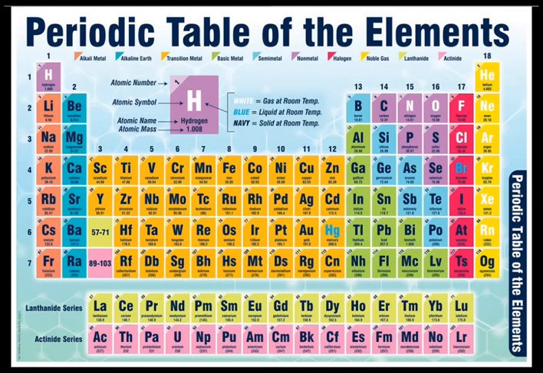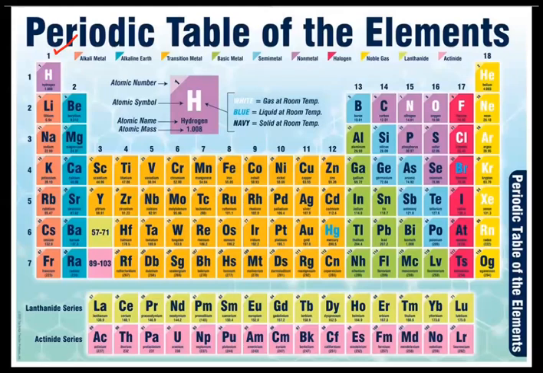This is the first group, which is also called the alkali metal group. And why are they called alkali metals? Because these elements react with water to form alkalis. Then the second group is called the alkaline earth metals.